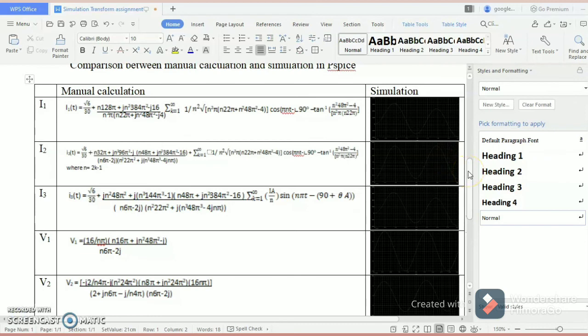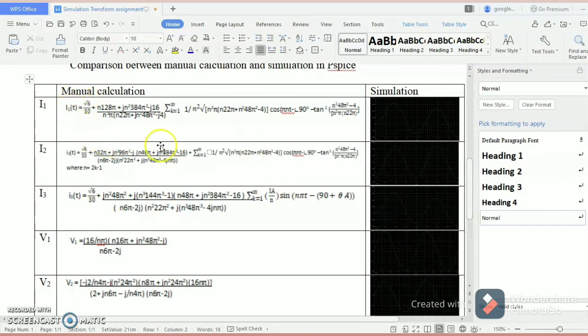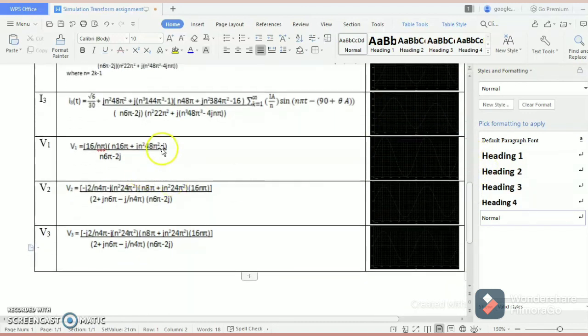Now let's compare between manual calculation and simulation in PSpice. For I1, the manual calculation that we obtain is like this. For the simulation part, we obtain the sine graph like this. For I2, the manual calculation and the simulation are like this. For I3, we obtain the manual calculation like this, and for the simulation, I3 and I1 are almost the same. For V1, we obtain the manual calculation like this, and the sine graph is like this.